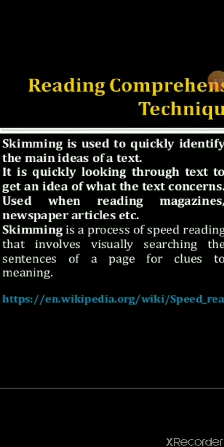Very fast, I do this for you. You people all know that. But still, it's my duty to tell you once again to recap the things. Reading comprehension technique, the first very important skill we need to develop, that is known as skimming. Skimming is used to quickly identify the main ideas of a text. It is quickly looking through text to get an idea of what the text concerns. Used when reading magazines, newspapers, articles. Skimming is a process of speed reading, means surface reading you can also say. That involves visually searching the sentences of a page for clues to meaning.